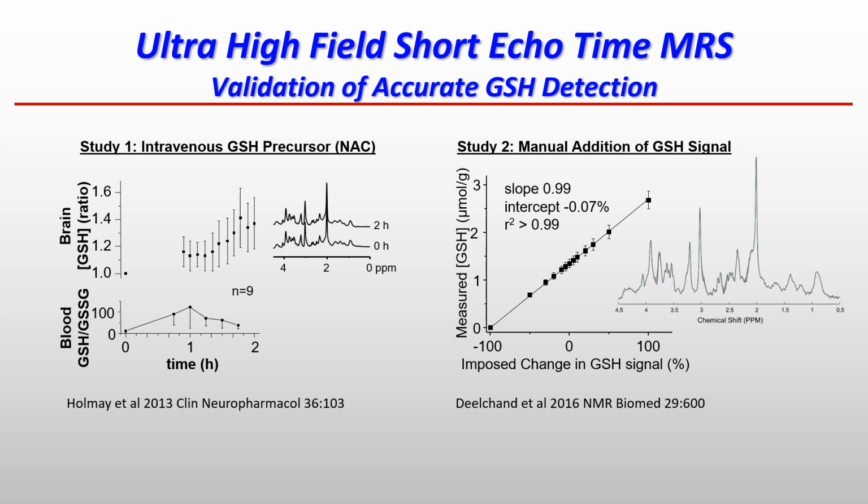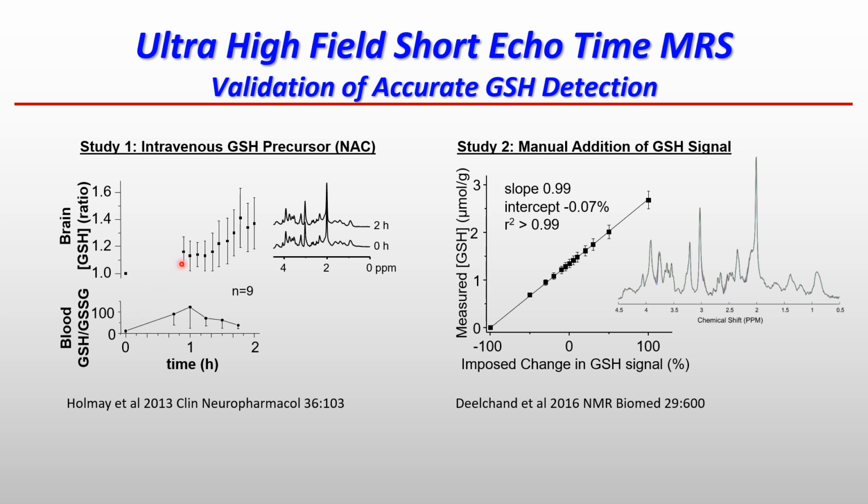Here are 2 studies that validate accurate quantification of tiny signal changes in 7 Tesla MRS from the perspective of glutathione. For study 1, Minnesota pharmacy colleagues wanted to know whether N-acetylcysteine, a precursor for cysteine, which is rate limiting for glutathione production, would be able to increase brain glutathione concentration. N-acetylcysteine was administered intravenously at a dose of 150 milligrams per kilogram over 1 hour. Brain glutathione was measured prior to NAC.